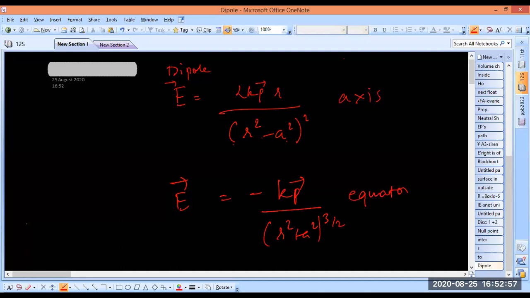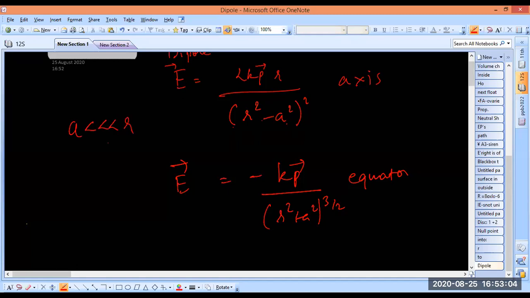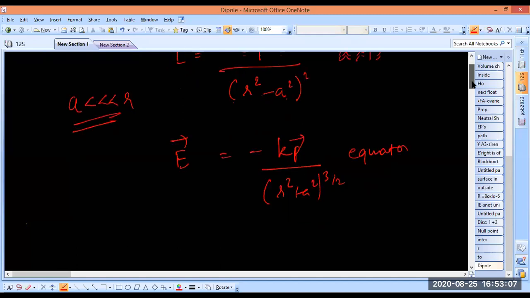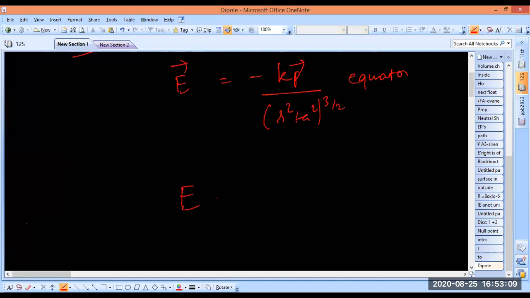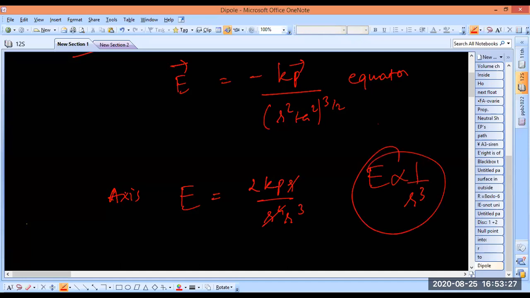So based on that, if you take a small dipole or short dipole, that is, a is very small compared to r, then in both cases, by simplifying, in the axis case, you will get E is equal to 2 kp r upon r raised to 4, because you are neglecting a. Now r raised to 4 is cancelled, so you get r cube. So in short, the electric field of a dipole will depend on 1 by r cube. So the answer to that question is 1 by r cube.